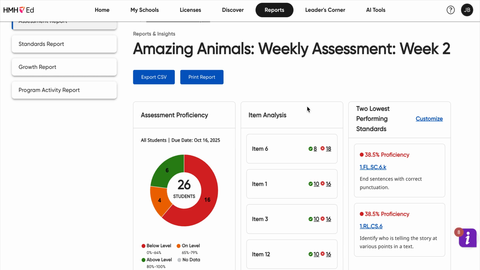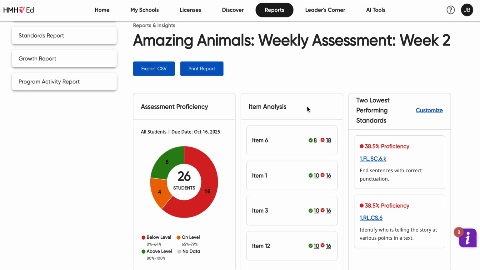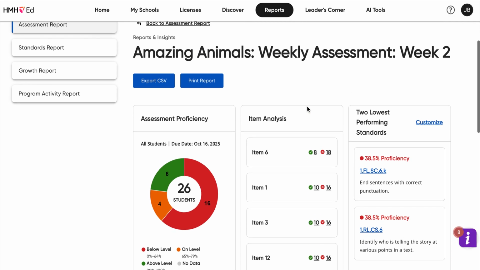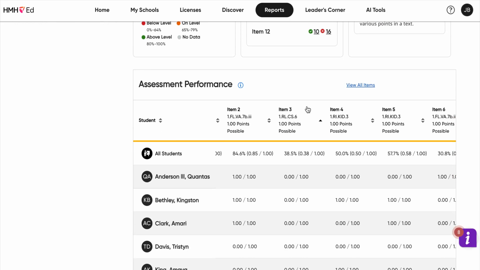To make small groups based off of your most recent data, what you're going to do is pull up your most recent assessment. We're looking at Module 3, Week 2, and you're going to focus in on analyzing the actual questions.